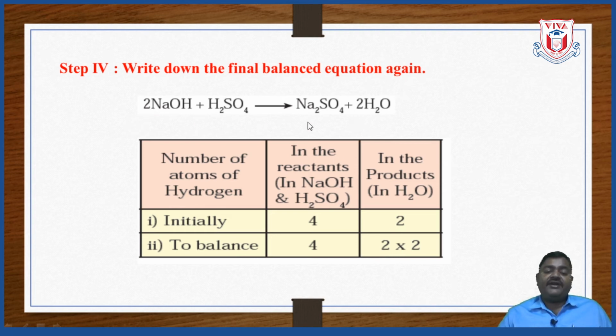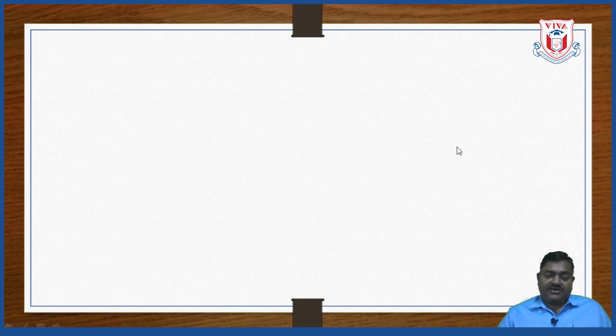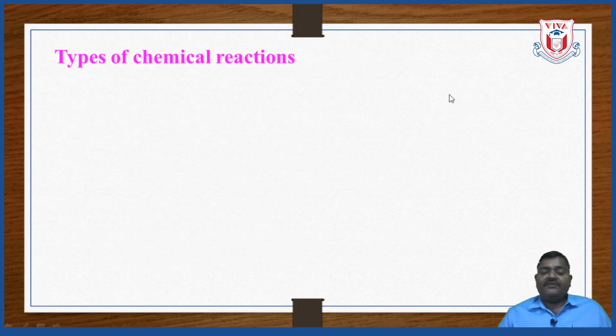So we get this balanced equation. This is the way to balance the equation. Now in further way we will see the types of chemical reaction. Now we are going to study a type of chemical reaction.